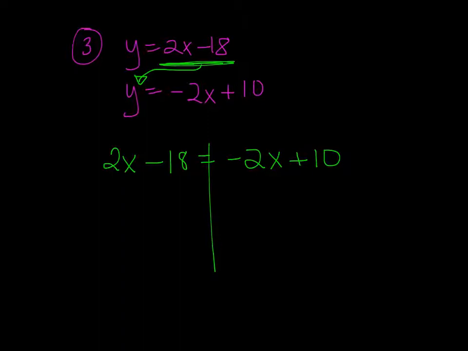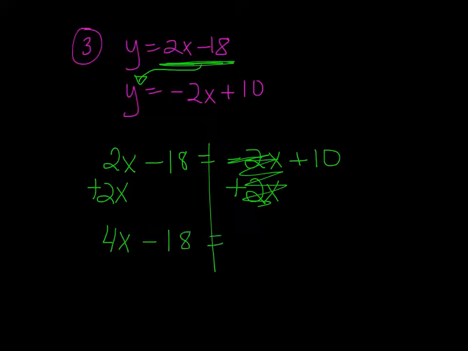So now we're just going to move all of our variables to one side. I like to move mine to the left. It doesn't really matter. So this negative 2x on the right, I'm going to add it to both sides so that it cancels on the right, and now all of my x's will be on the left. 2 plus 2 is 4x minus 18 equals 10.